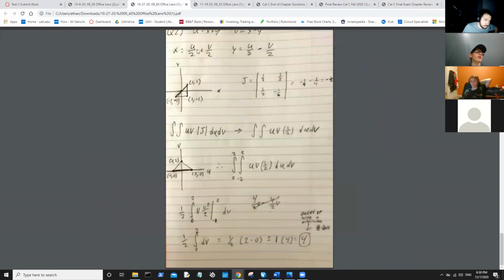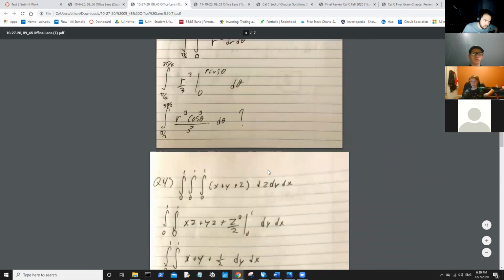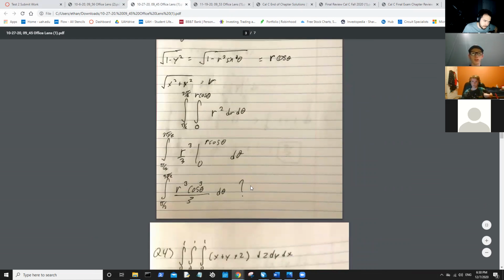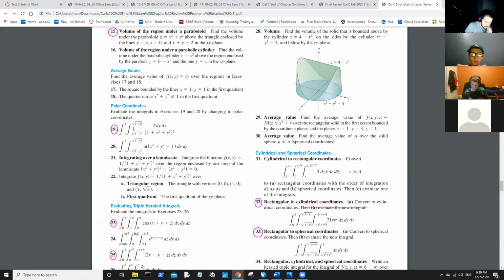We're supposed to multiply by R when we do that. So we have 1/2 R dr d theta. R is from 0 to 1 because we start at the origin and go out until we hit a radius of 1. And since it's the whole circle, we go from 0 to 2 pi. So those are the limits of 1/2 R dr d theta.